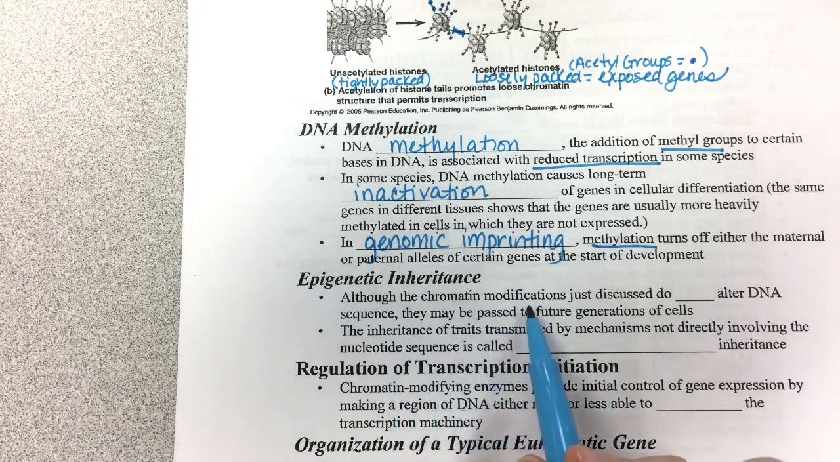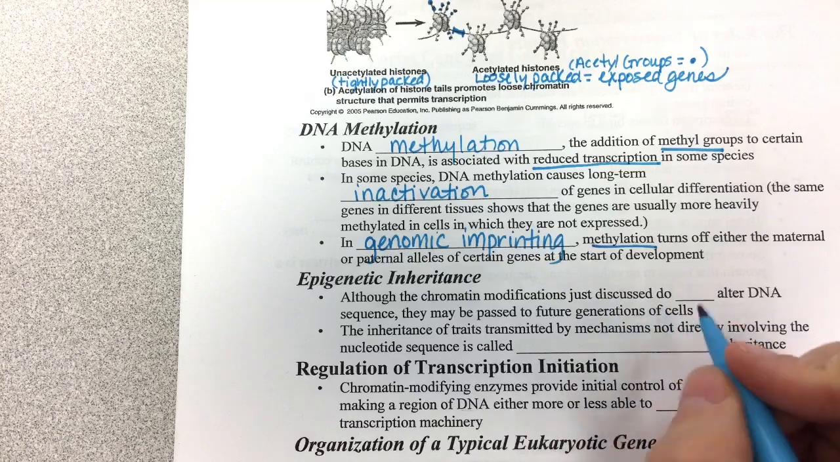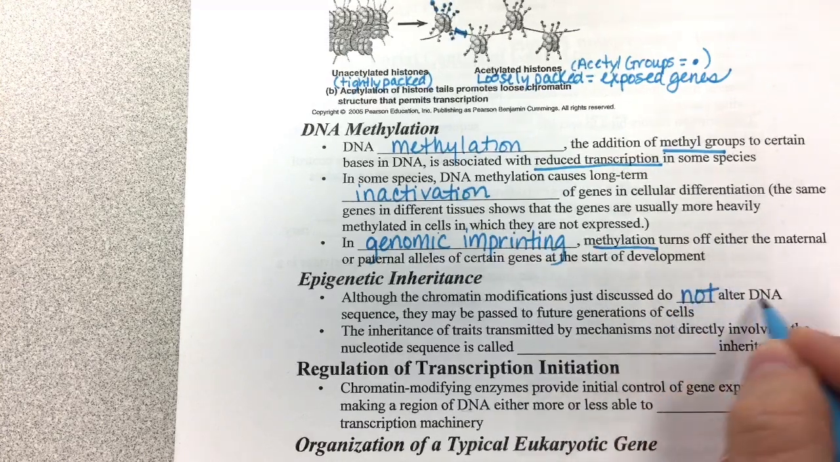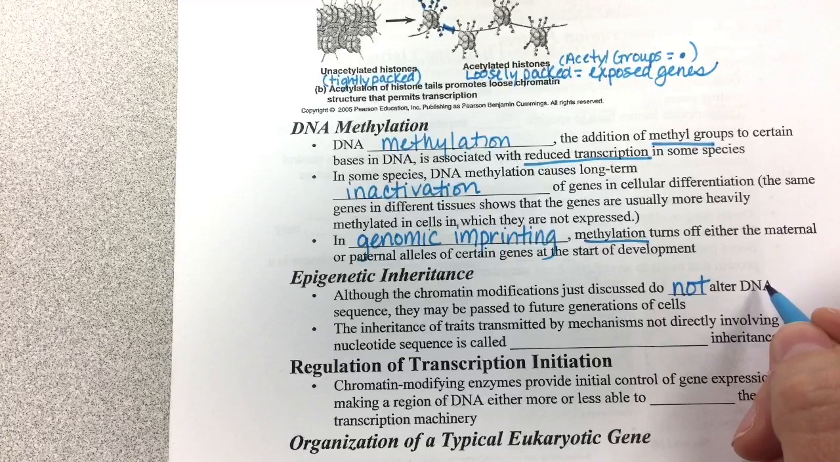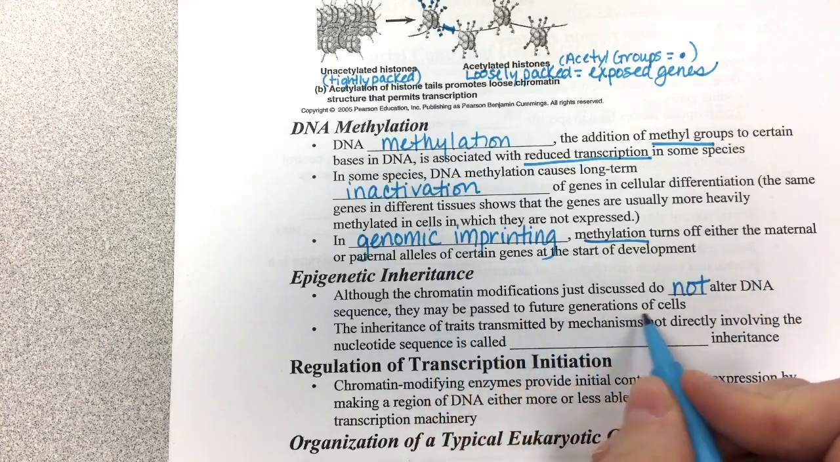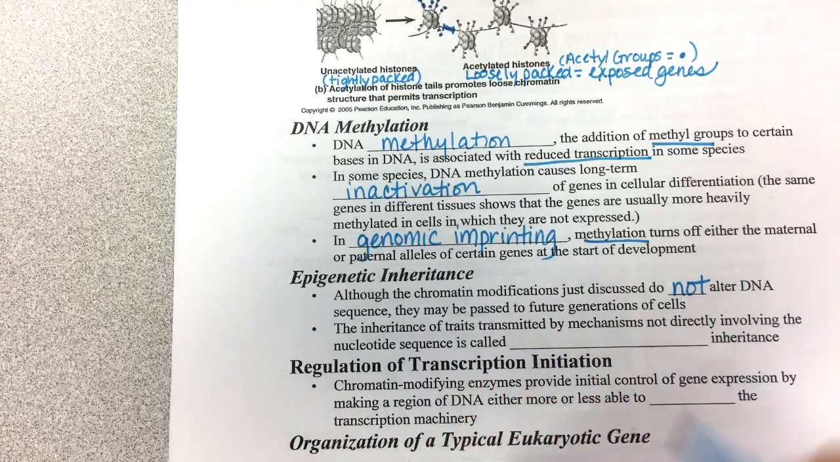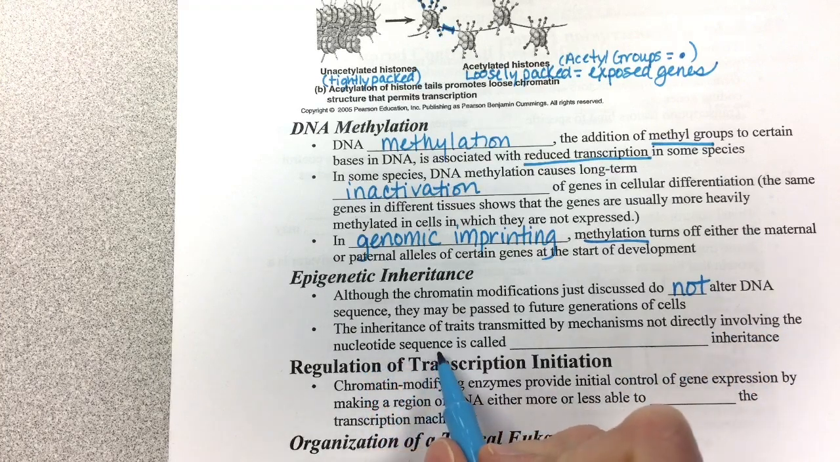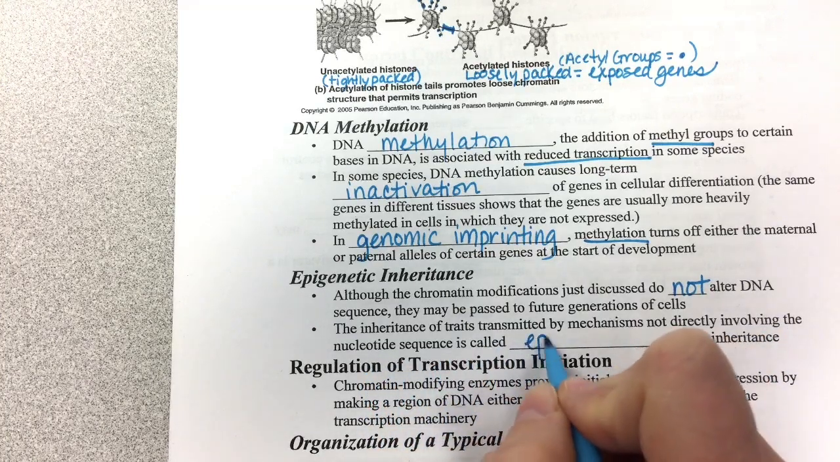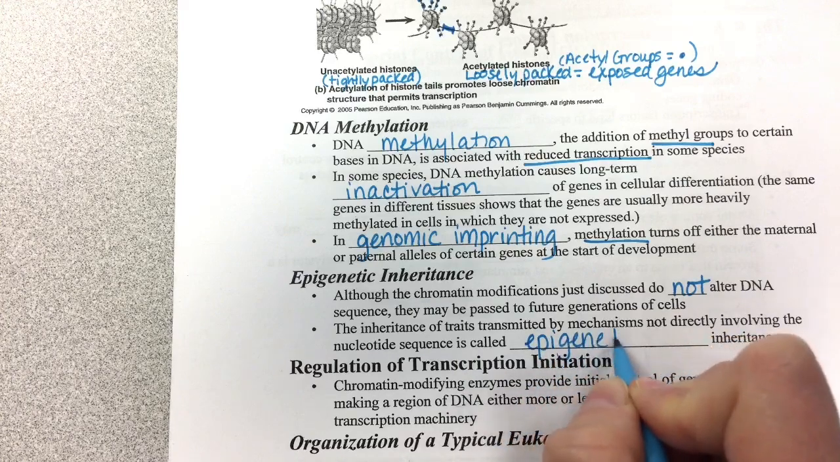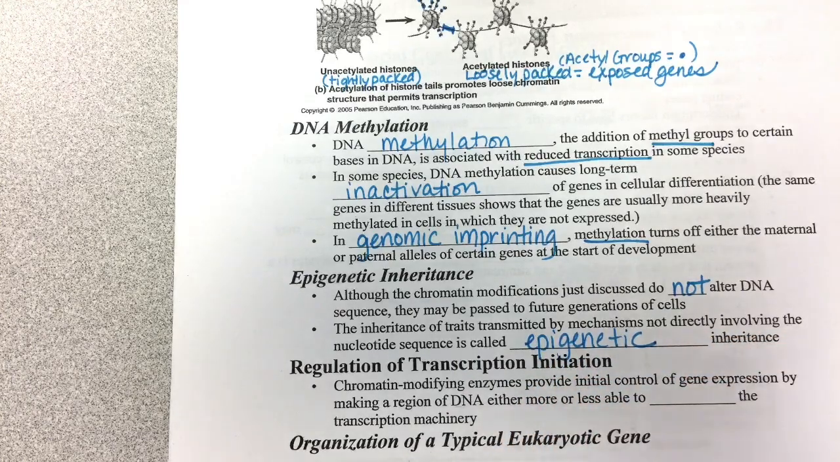So although the chromatin modifications just discussed do not alter DNA sequences, so we're not changing the DNA sequence, all these cells that never turn the gene on have the sequence there, so they can be passed on to future generations of cells. So the sequence is always passed on, and you can pass it on to your kids and so on. The inheritance of traits transmitted by mechanisms not directly involving the nucleotide sequence is called epigenetic inheritance.